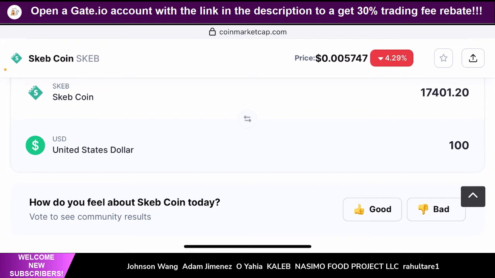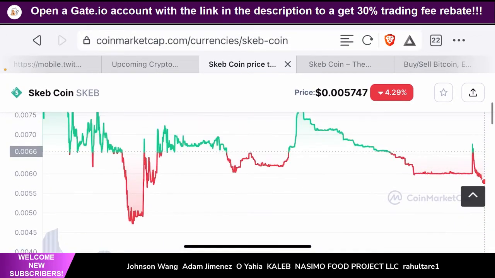And if it does 10x, you get $1,000. If it does 100x, you will get easily $10,000 from my $100 investment, which is pretty cool if you ask me. But I wouldn't really recommend putting more than this unless you know what you're getting into, right? So this is not financial advice. Please do your own research before you put your money onto this token.